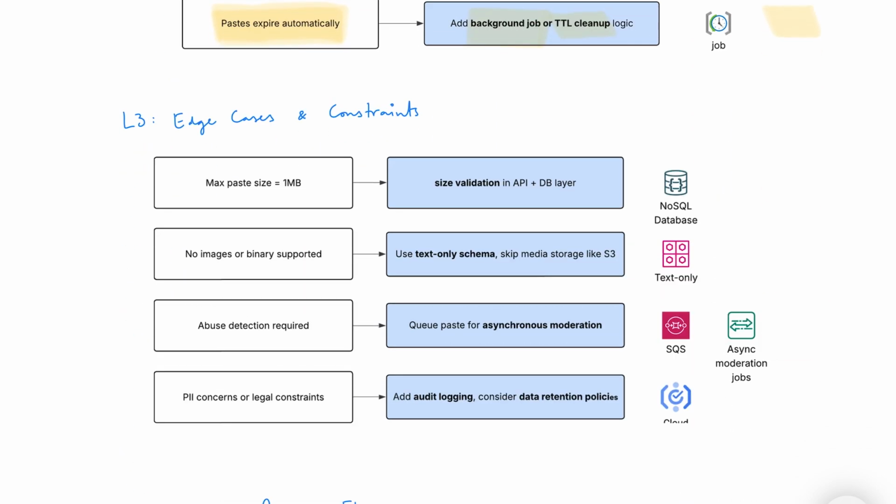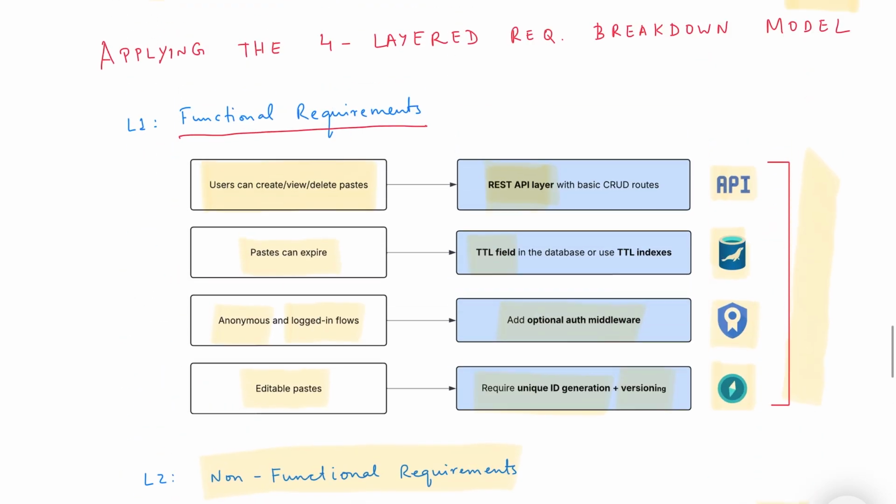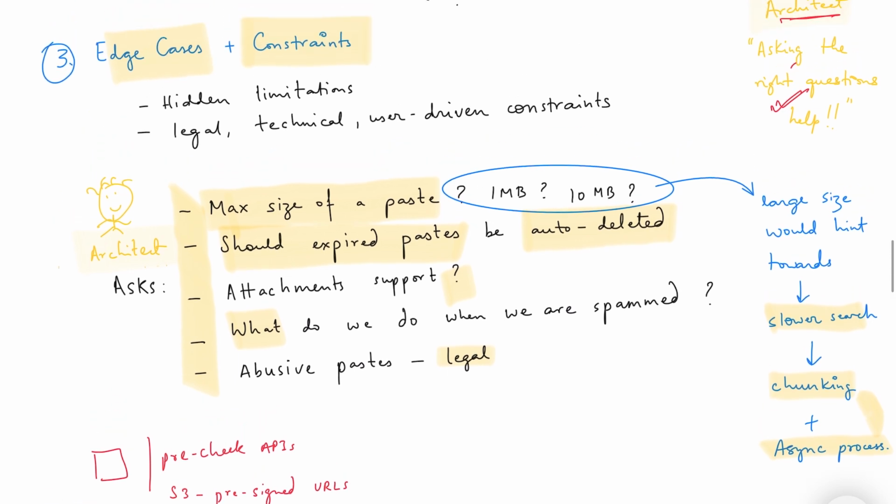Correct. So we are done with level 2, or layer 2, and we move to layer 3 where we discuss the edge cases and constraints. So for this at layer 3, our architect has asked a few very smart questions. He has asked what the max size of a paste is.